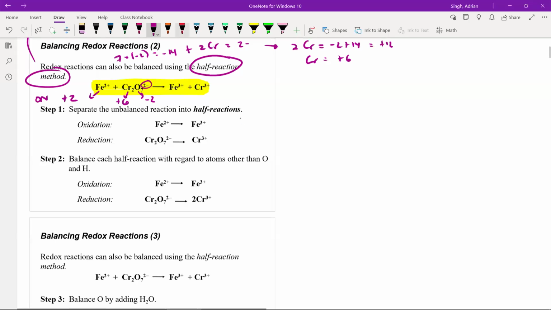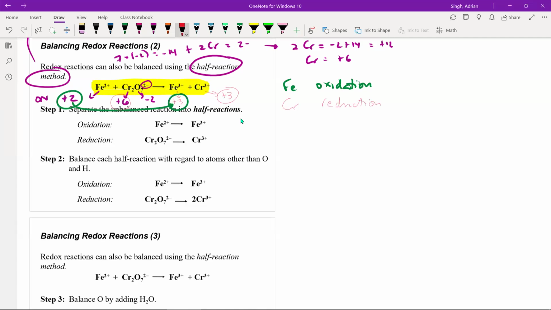On the product side, the iron is plus 3, and the chromium is also plus 3. So what happens to the oxidation numbers? Well, iron goes from plus 2 to plus 3. So iron, Fe, undergoes oxidation because its oxidation number increases. And the chromium goes from plus 6 to plus 3. That's a decrease in the oxidation number, so the Cr undergoes reduction.